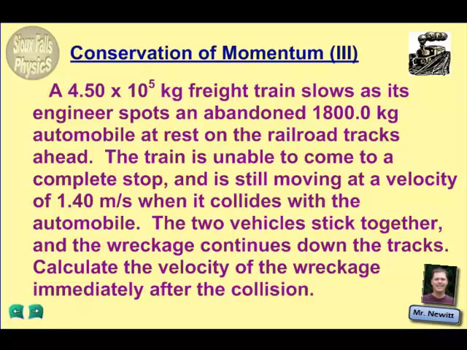It's still going to be moving at a velocity of 1.4 meters per second, which is really not that fast, but because of the mass of that train, it's going to have a lot of momentum still. The key thing here is we're going to have a situation where the two vehicles stick together. Okay, so that tells us that we have an inelastic collision here. All right. The wreckage is going to continue down the tracks. We want to calculate what the velocity of that wreckage is going to be. Now, remember, it's inelastic, so we got both vehicles sticking together. They're going to be moving at that same speed as they go down the track.